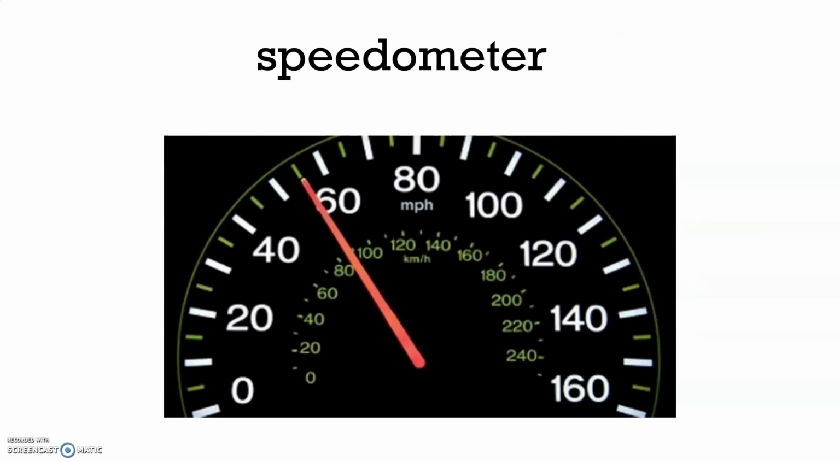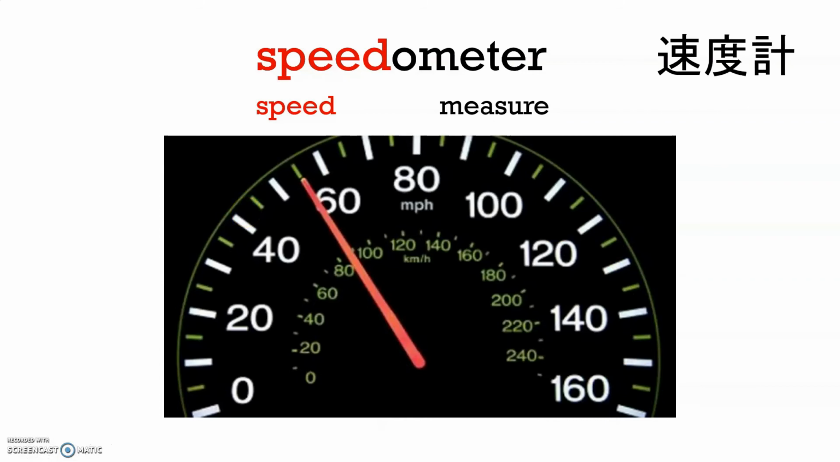If you drive, I'm sure you look at this part of your dashboard all the time. This is the speedometer. So speed, this is the English word for speed, and meter, which means measure. So this thing in your car measures your speed. And here's the Japanese word, sokudokei.